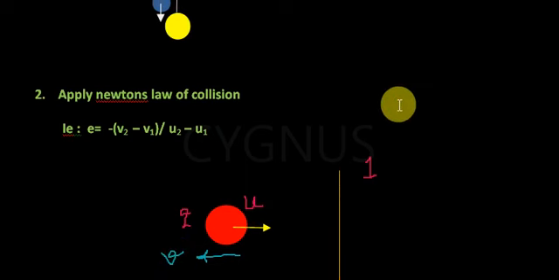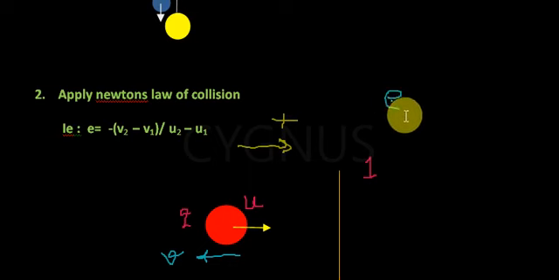So we can say, and let's assume, one thing I forgot, that this direction is positive, and automatically this direction would be negative. So now let's apply the elasticity equation.